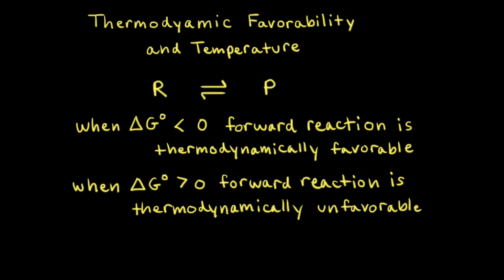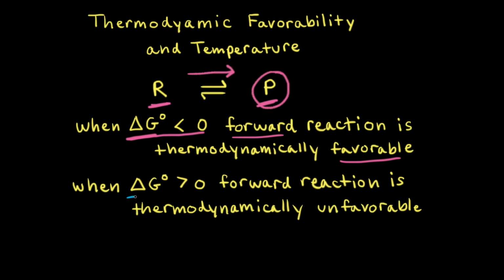The thermodynamic favorability of a chemical reaction can be affected by the temperature. Let's say we have a generic reaction where the reactants turn into the products. As a quick review, when the standard change in free energy, delta G naught, is less than 0, the forward reaction is thermodynamically favorable. Therefore, the net reaction goes to the right to make more of the products.